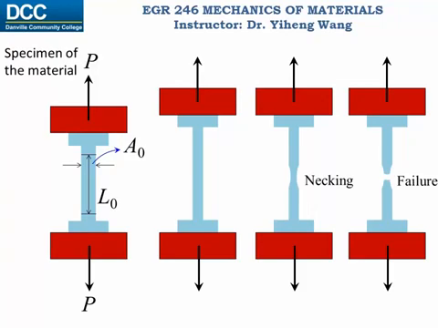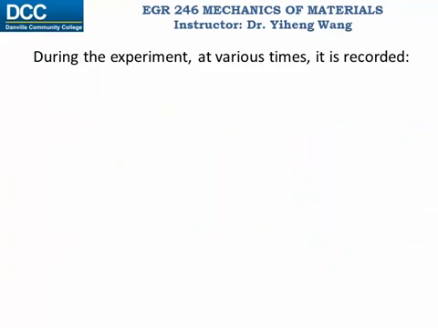Of course, you can do a similar compressive testing experiment, and instead of pulling the specimen, the machine will compress the specimen until it fails. During the experiment, at different time points, the machine records the loading applied at that point. From here, we can calculate the average normal stress, sigma equals tensile force divided by the cross-sectional area.